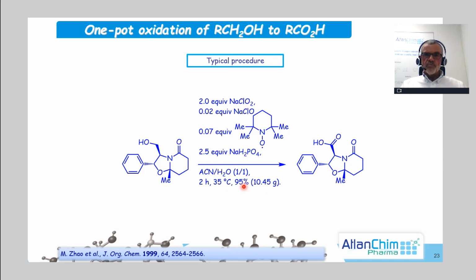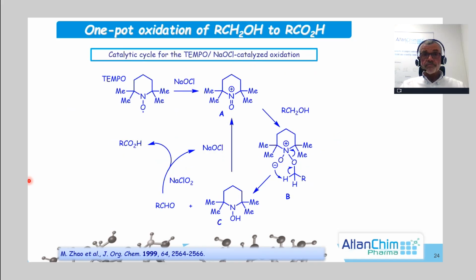It is important to point out that sodium chlorite solution and bleach should not be mixed prior to the addition, since this mixture appears to be unstable. Sodium chlorite solution and diluted bleach are added separately, slowly at the same time. Another point, when sodium chlorite was used alone as an oxidant, the oxidation reaction appeared to be very slow.